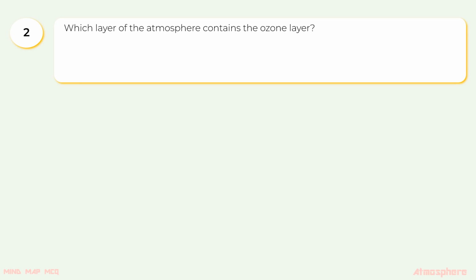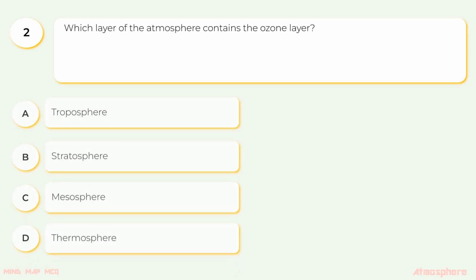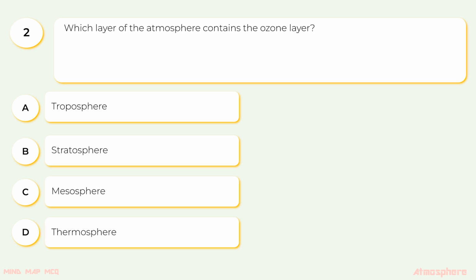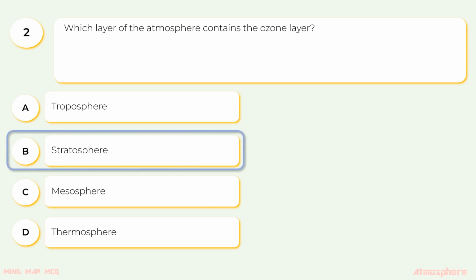2. Which layer of the atmosphere contains the ozone layer? The options are A. Troposphere, B. Stratosphere, C. Mesosphere, D. Thermosphere. The correct option is B.